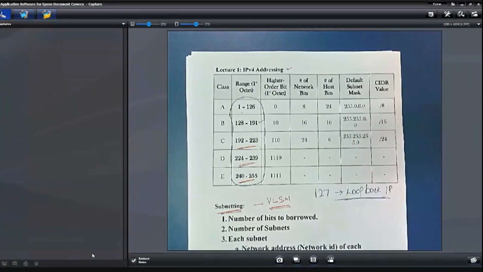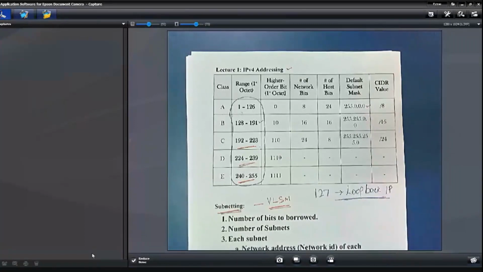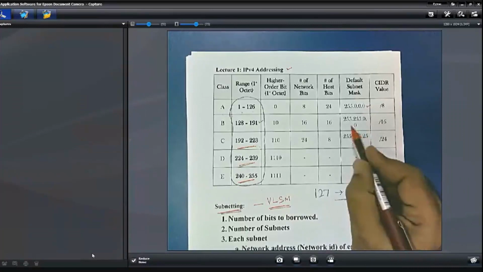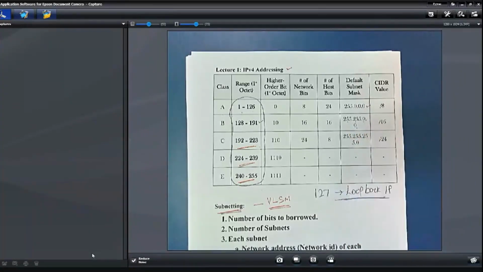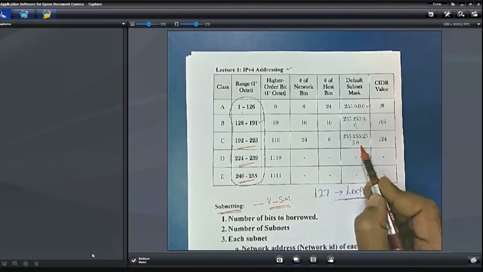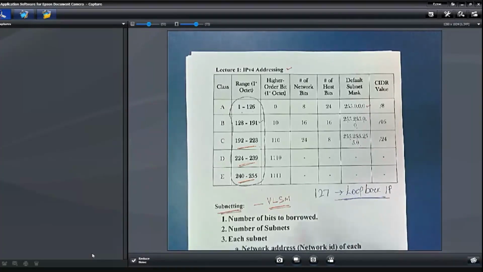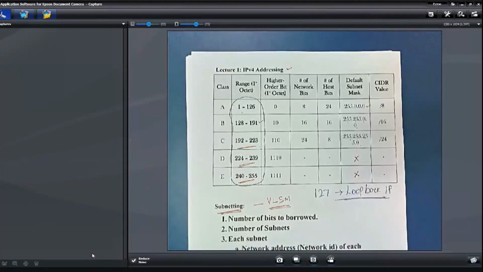For class A, the default subnet mask is 255.0.0.0. For class B, the default subnet mask is 255.255.0.0. For class C, the default subnet mask is 255.255.255.0. For class D and class E, there is no subnet mask. We don't have any subnet mask here.